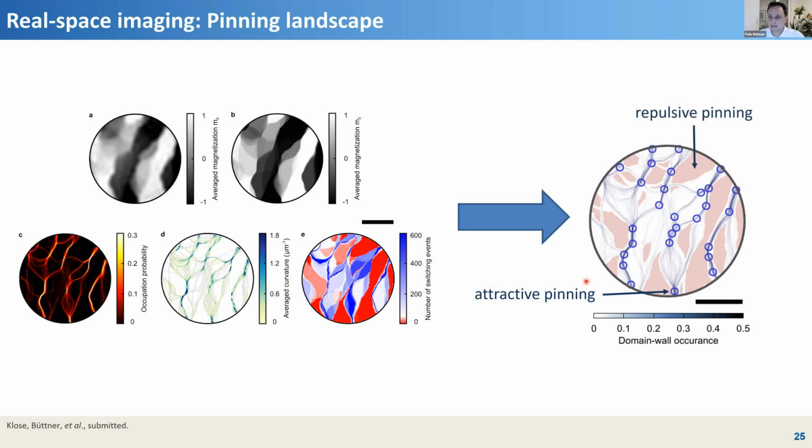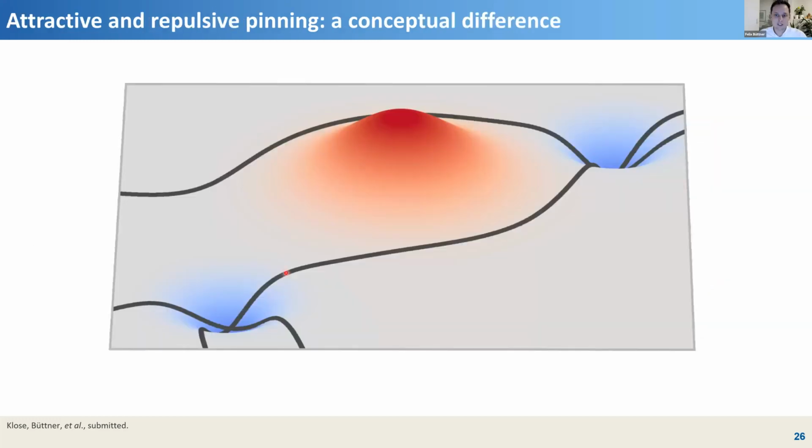You already see from my language that this is a pinning point, an attractive pinning point, whereas the repulsive pinning is an area-shaped feature. So there is a conceptual difference between repulsive and attractive pinning. We can understand this from the topology of a domain wall, when it is a line-shaped object going through an energy landscape. In this picture, the domain wall is depicted with these lines, and then we have minima and maxima in this energy landscape.